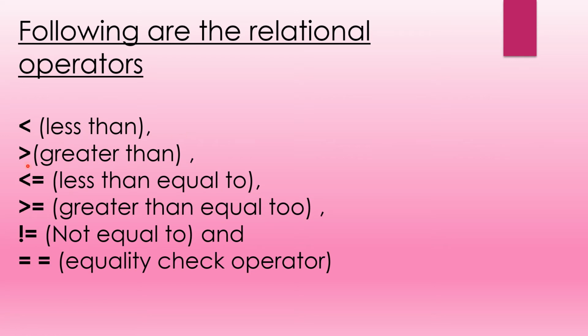This is the less than sign. This is greater than. This is less than or equal to. This is greater than or equal to. This is not equal to, and this is the equality check operator. That means if you have to check whether 2 is equal to 2, whether it is true or not, this is used.